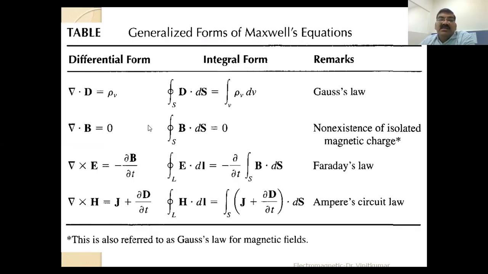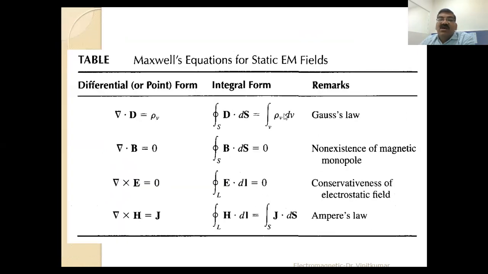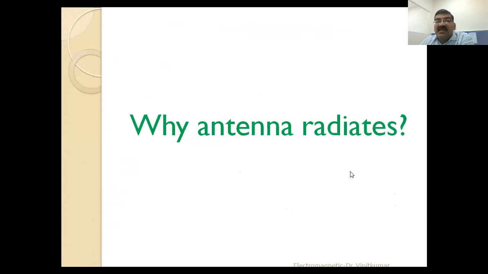So Maxwell changed this equation, and this is the contribution of Maxwell. It was already given by Ampere, but for the time varying field this equation is changed and the displacement current density is added. These other equations are for the static field, where there is no displacement current density. This way we can see how and why an antenna radiates. These are the basics we have discussed.